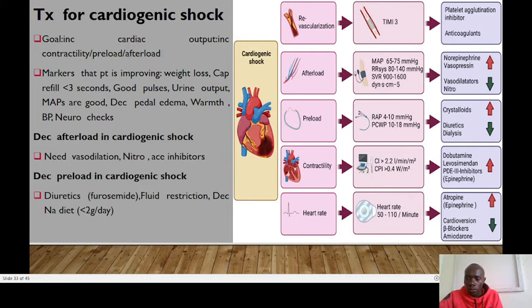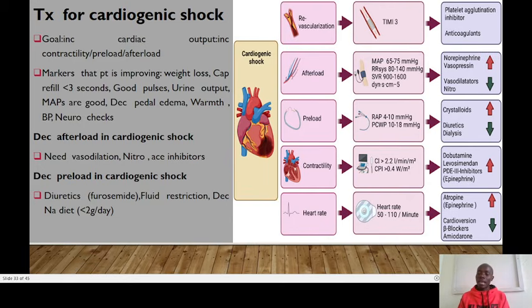So the markers that the patient is improving could include if there is weight loss, if the capillary refill is less than 3 seconds, there are good pulses, urine output, MAPs are good, and there's decreased pedal edema. The skin is warm, and BP and neuro checks are okay.